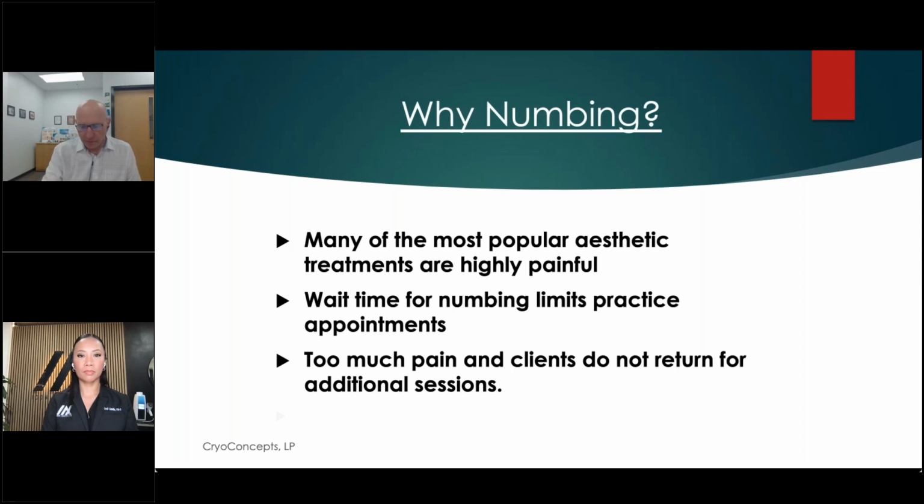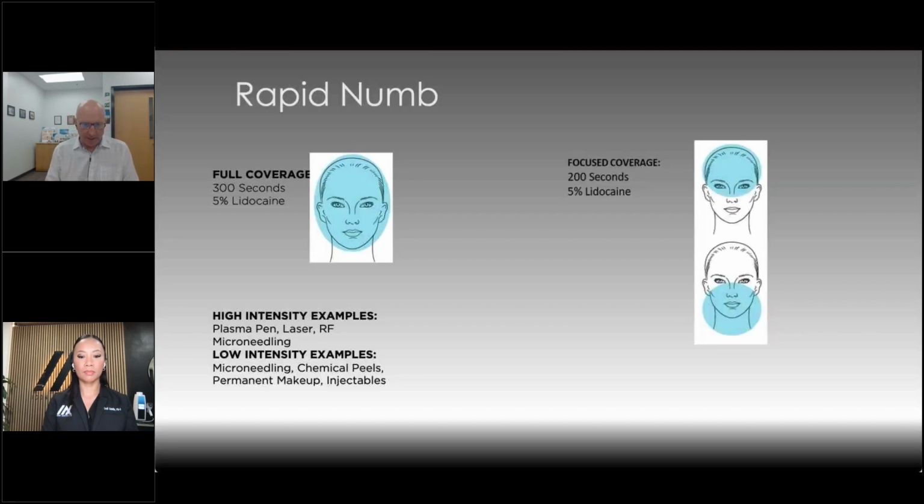And so we focused on this with CryoTouch. We think about it in two ways. And again, we named the cartridge for this Rapid Numb, and we have two different sizes that are worth mentioning. One is 300 seconds of treatment, one is 200 seconds of treatment. This formula is a 5% lidocaine, but most people will either use that directly or they'll combine it with their own pharmacy product that they bring in.